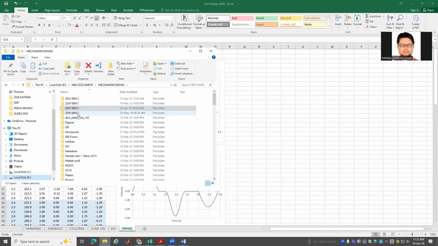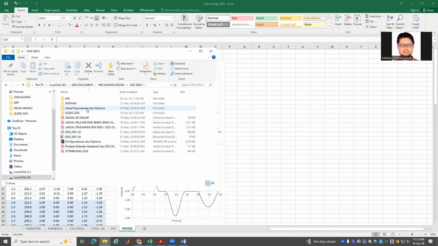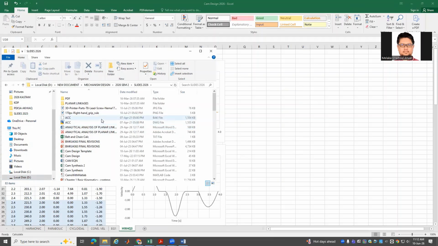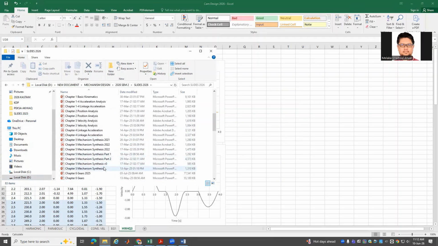The other day we already started on belt and chain. Let's see if I can open that up.